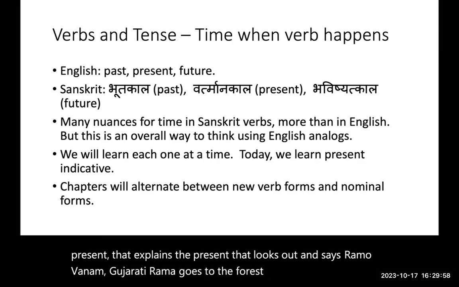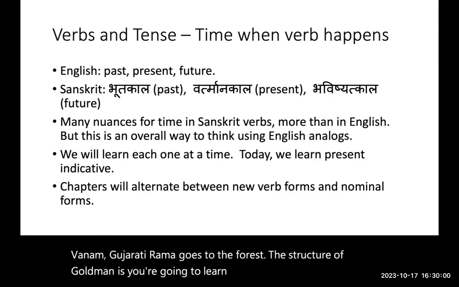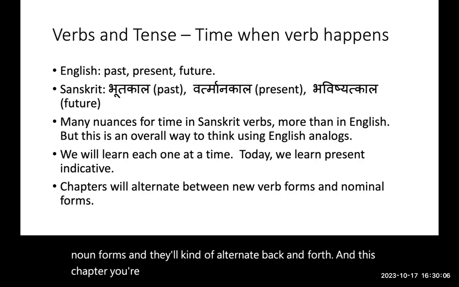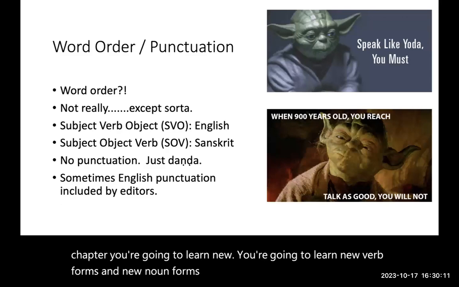The structure of Goldman is you're going to learn new verb forms and then new noun forms, and they'll alternate back and forth. In this chapter, you're going to learn new verb forms and new noun forms. What about word order?